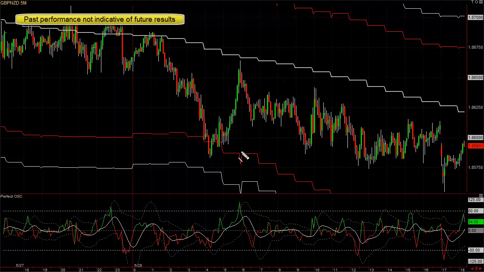This one was trending down. You have a nice move up. It's real close to the hourly moving average. Great place to sell because it's such a major resistance area. You can put your stop just super close right here. You can see the perfect oscillator was at an extreme, and this one actually pulled back about 35 pips.